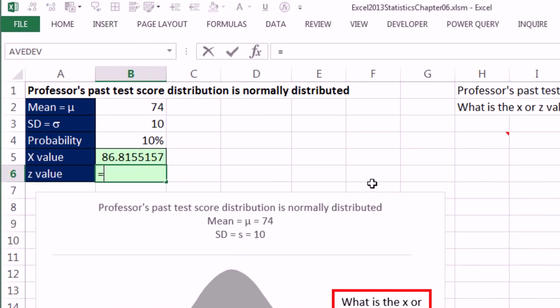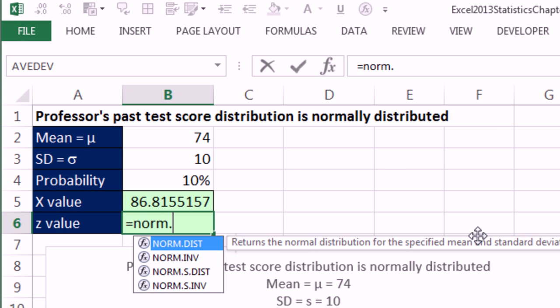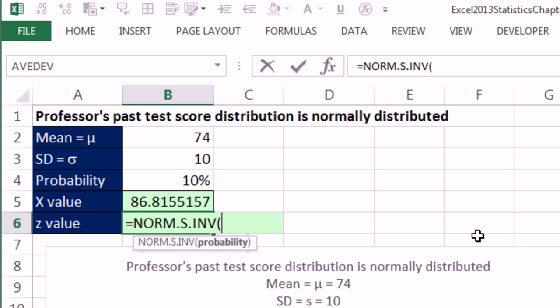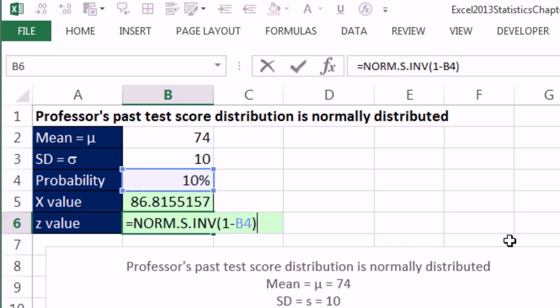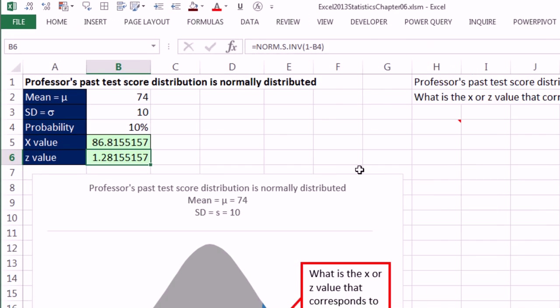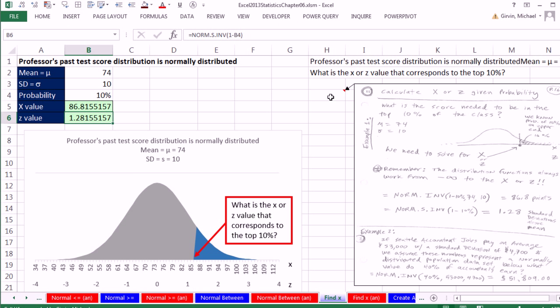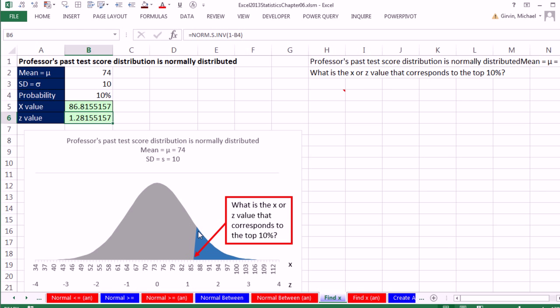If I wanted to get z, NORM.S.INV, all I need is the probability, not the 10%. Please give me 1 minus the 10%, and boom, this will give me the z, 1.28. Again, draw a picture, whether you're doing it on paper or you're doing it with a chart.